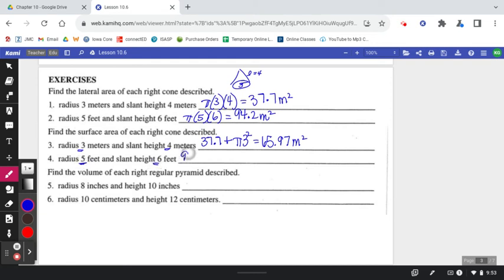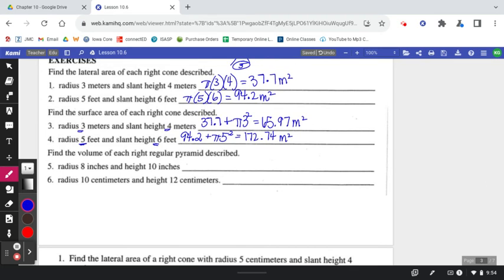This is the same as number 2. So I already know that the sides are 94.2 plus the base is a circle, pi radius squared. 94.2 plus pi radius squared, 172.74.